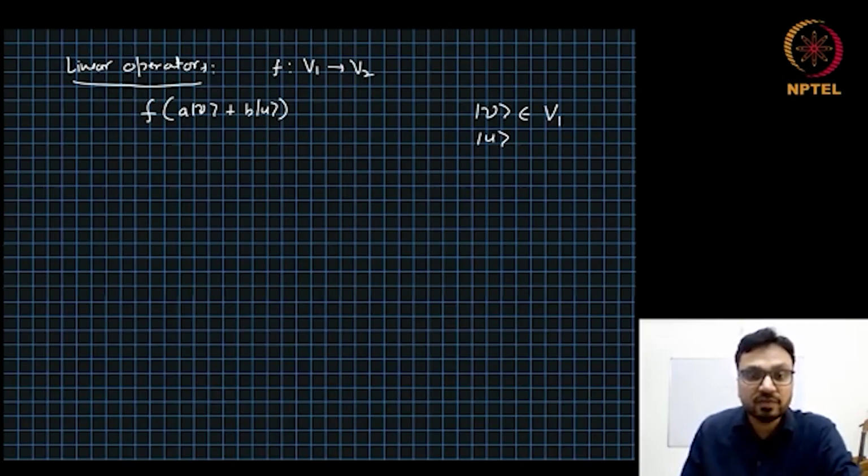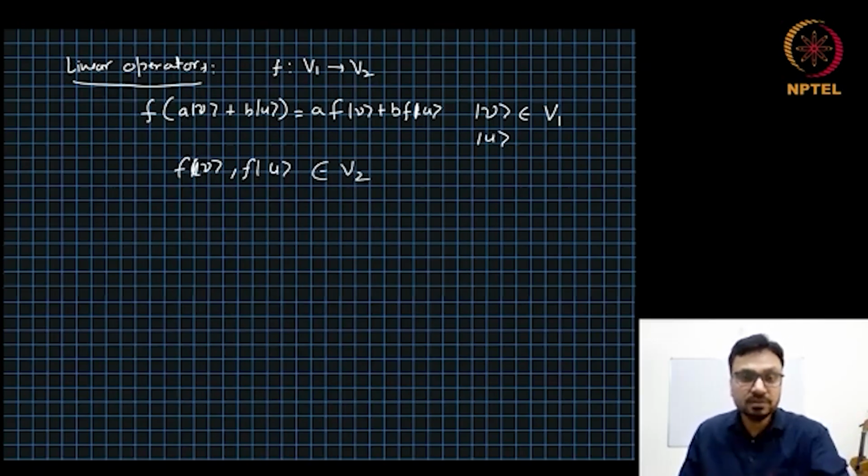on which the vector space V1 is defined, then F of AV plus BU should be equal to A F of V plus B F of U, and F of V and F of U, this goes without saying, belong to V2, because this is what the transformation is. The F maps the vectors of V1 to V2, but if we have a combination of vectors in V1 on which F is acting, then it should satisfy in this fashion. Then we can call it a linear operator.